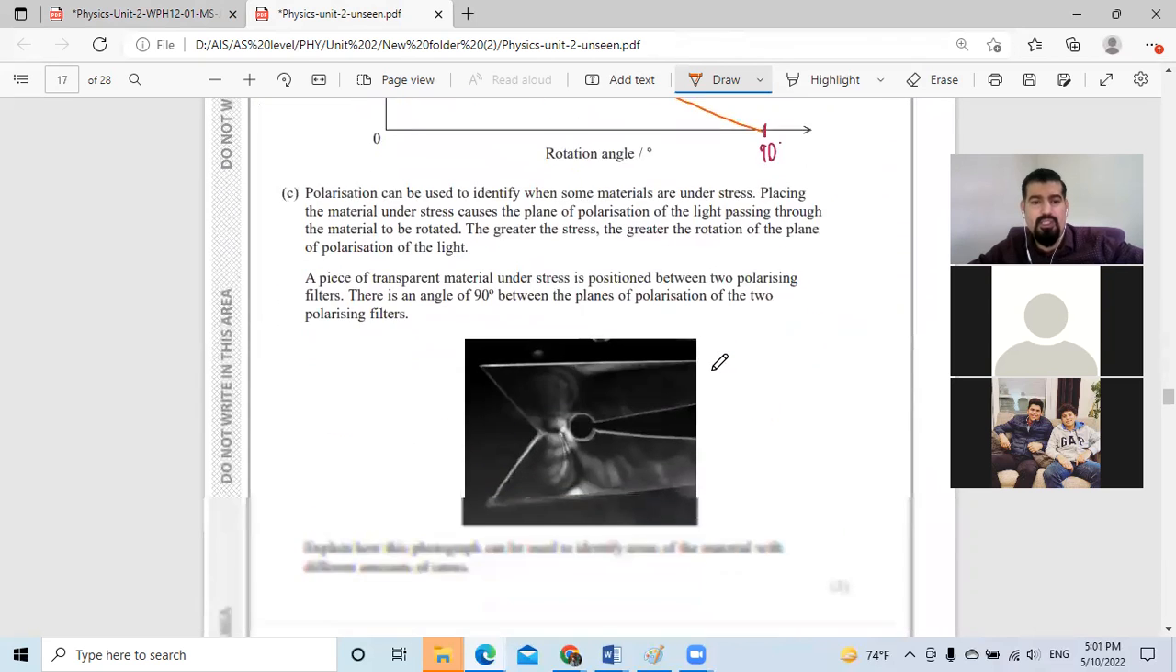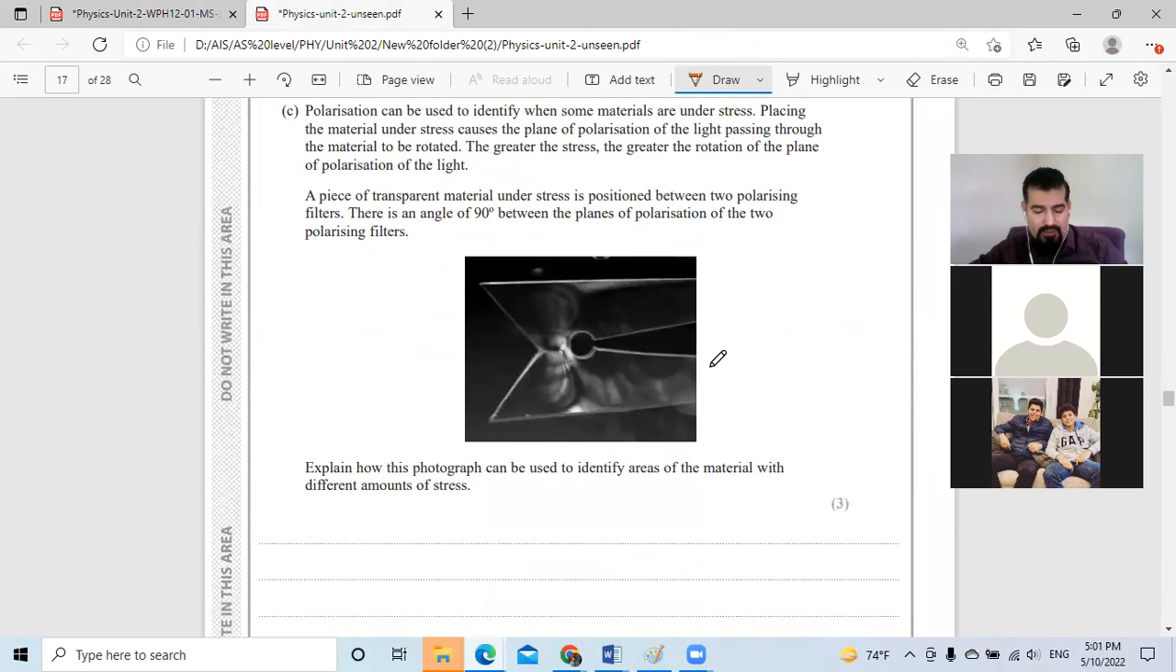So let's move on to part C of this question. Also, I remember that in the school, I showed you this. I bring two Polaroids and I put crystal material between them, and you saw that they change their colors. There's rainbow colors here, okay? What they ask here in part C.